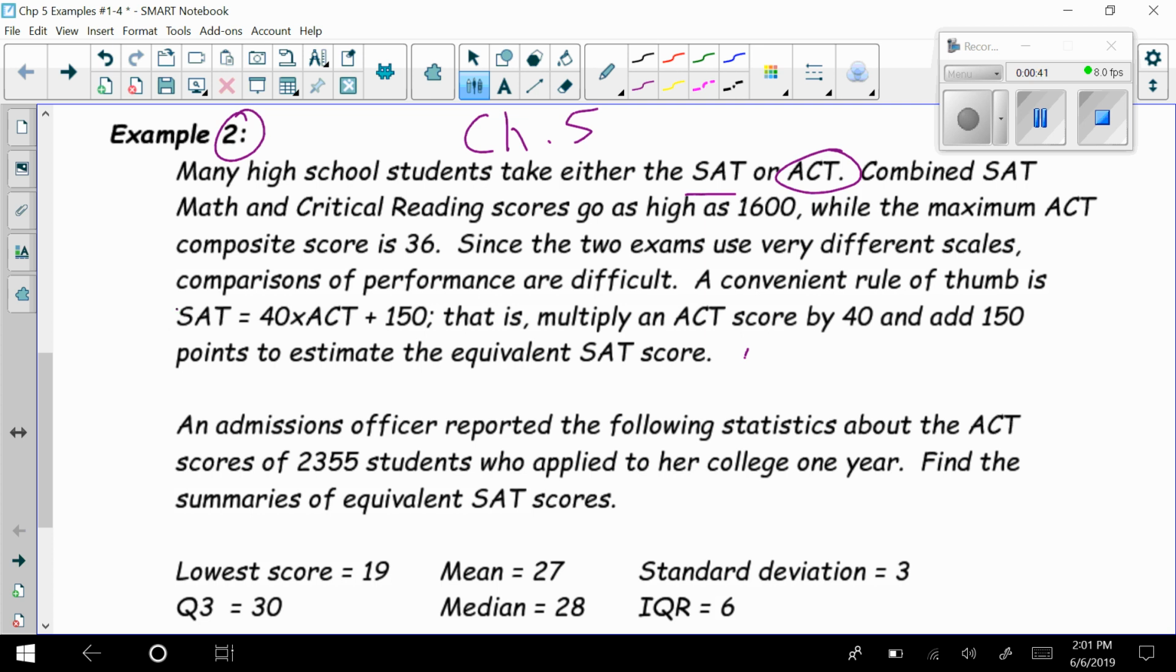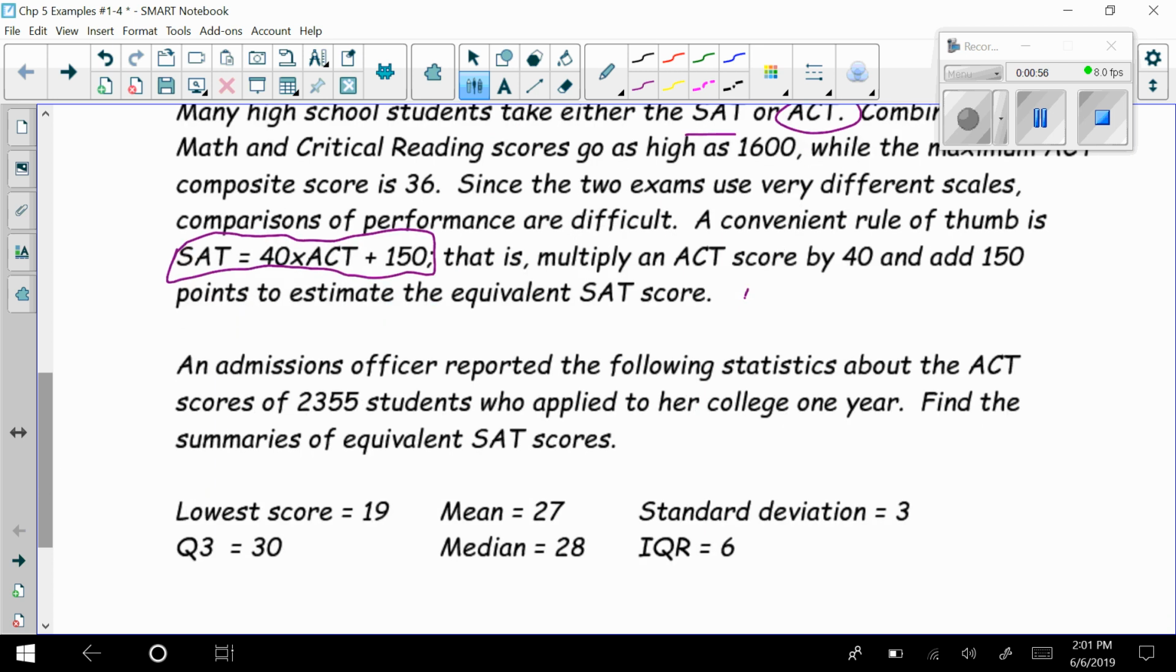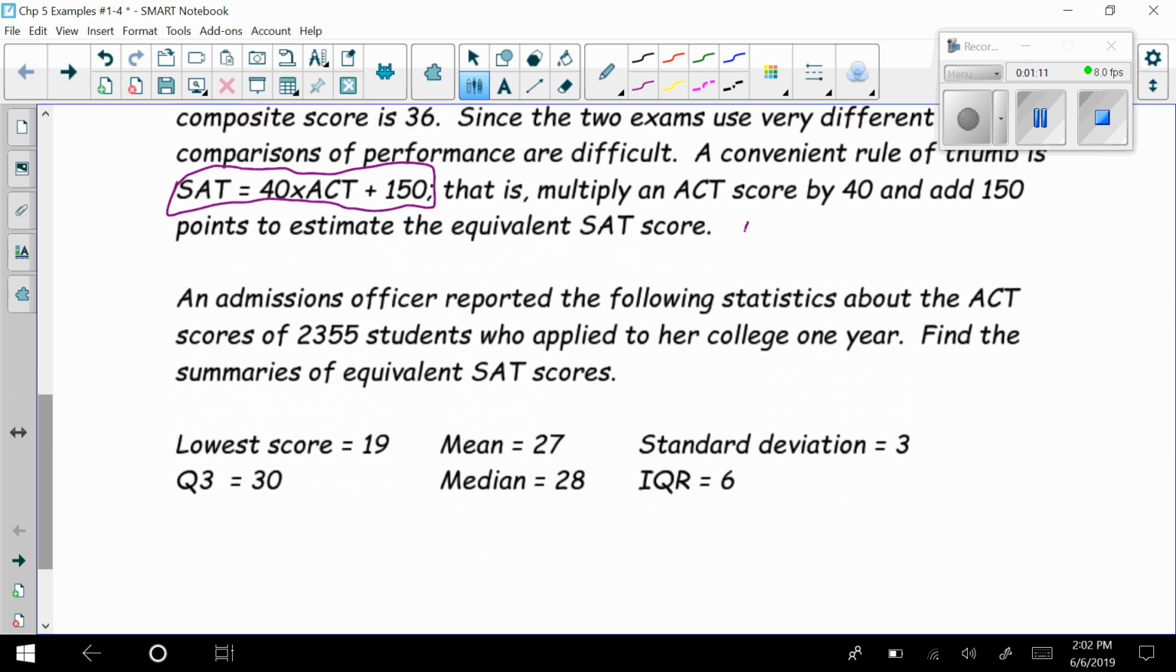So in general, they've created this way of converting an ACT score into an SAT score. Okay. So it says that you multiply the ACT score by 40 and add 150, just like this equation says. Okay. But of course, say a person is applying to somewhere in California and they've taken the ACT only. Well, that person most likely is used to seeing SAT scores. So it'd be nice to convert them, right? And this is what this section here is talking about.